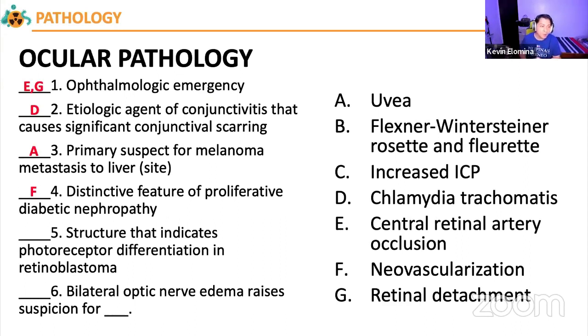Okay? So what structure in your retinoblastoma indicates photoreceptor differentiation? So ito yung small round blue cells plus your Flexner-Wintersteiner rosettes and florets. Okay? And if you have bilateral optic nerve edema, anong meron sa kanya? Increased ICP. Kasi pag isa, baka obstruction lang or baka may compression lang ng nerve. But kung bilateral yan, you think increased ICP.